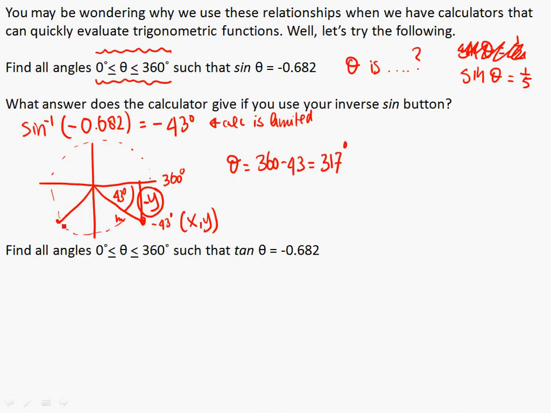So, draw the same triangle over here. Your reference angle is still 43. Look, we're back at positive reference angles always. So how far is this rotation? That's 180. How much are you past 180?